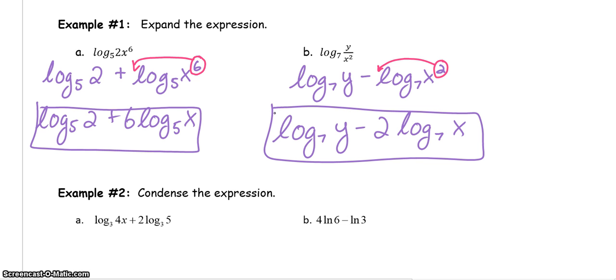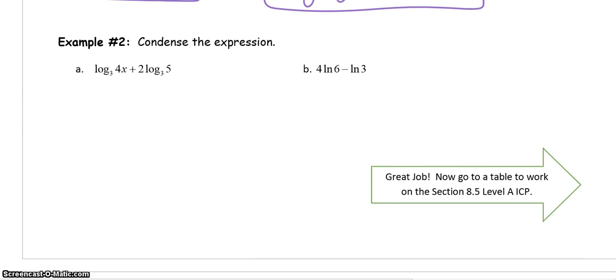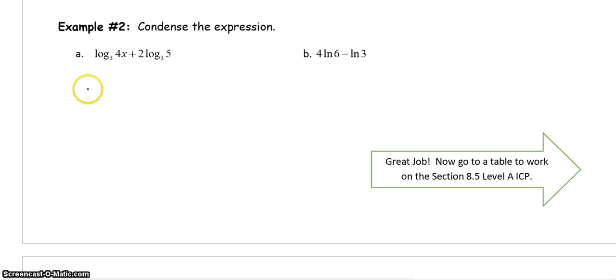So those are examples of expanding a log. Now we want to look at how to condense a log. So for letter A, I've got log base 3 of 4x plus 2 log base 3 of 5. Now in the other examples, we started by changing it to addition or subtraction and then used the power property. Because we're condensing, which is the opposite of expanding, we want to reverse the steps that we did above.